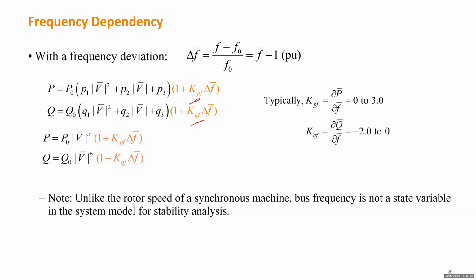Bus frequency means that at this bus, there's a voltage phasor, and the voltage phasor has a phase angle. If you calculate the derivative of that angle, you will get a frequency. That's what the bus frequency means. Bus frequency is not a state variable, because if we don't treat the bus voltage as a state variable, the bus frequency will not be a state variable. Bus voltage can change instantaneously.